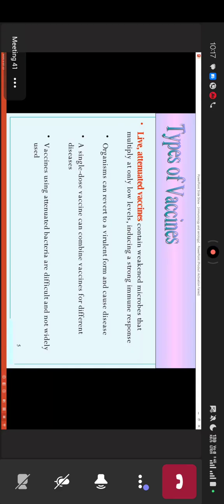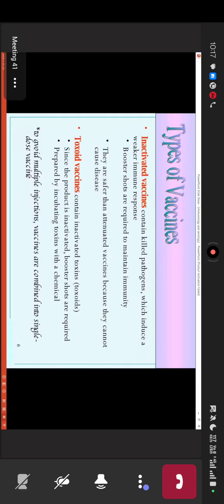Single dose vaccines can combine vaccines for different diseases. Vaccines using attenuated bacteria are difficult and not widely used. So this is the type of vaccine. This is the first type of vaccine, which is the live attenuated vaccine, right?